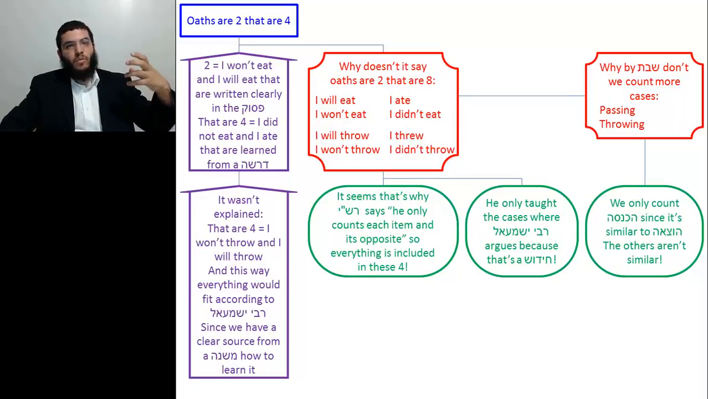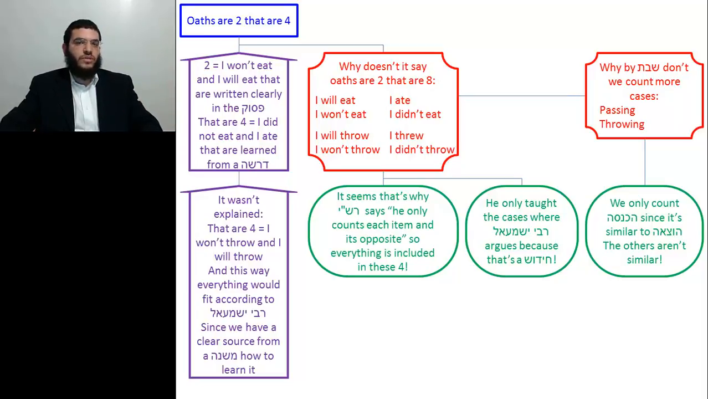Whereas the case of passing from one portion to another, the reshuyos involved are different. It's one reshus to another reshus through a reshus. And by throwing, although the reshuyos involved are the same, the form of transfer is different. It's not through passing, it's through throwing.